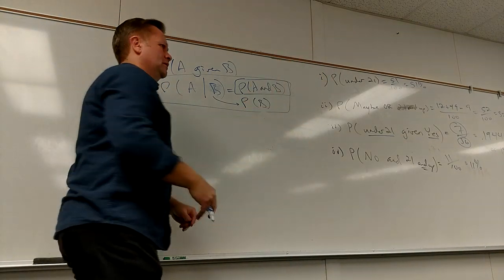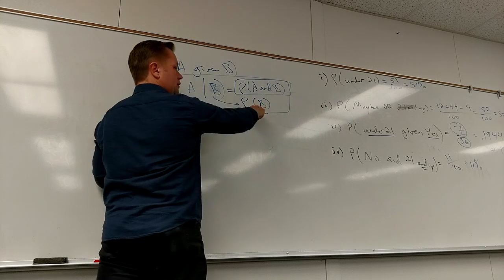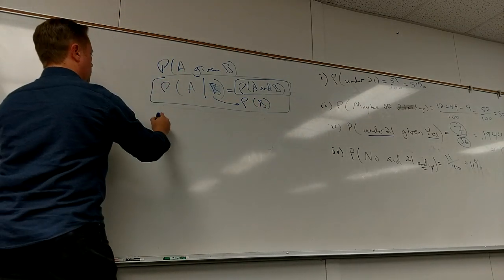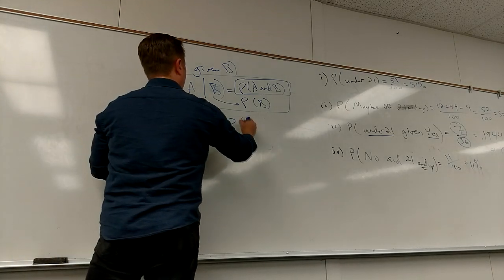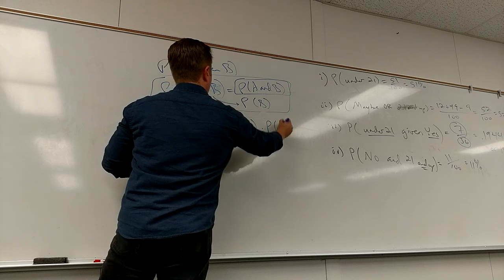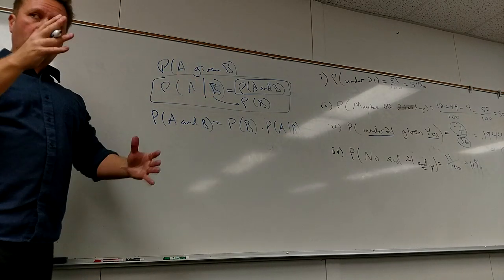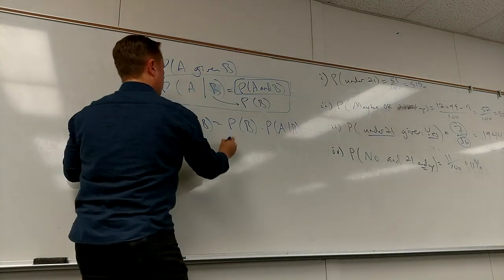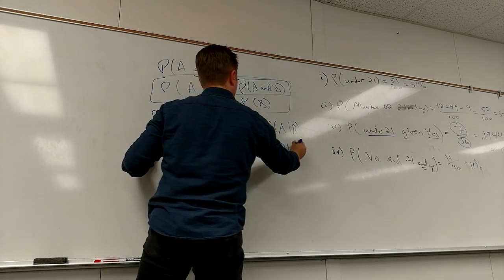Just multiply it out. There's stupid things here. I don't like it. Let me multiply it. So what's the probability of A and B? It's the probability of B times the probability of A given B. Or, I could have switched these around. It's the probability of A times the probability of B given A.